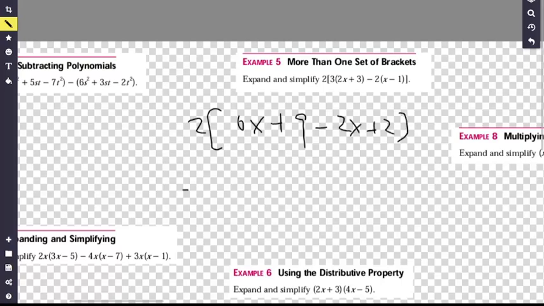So we do this first, and then we do the 2, and then we simplify the inside. That's going to give you 4x plus 11. And then this is just easy stuff. That will be 8x plus 22.